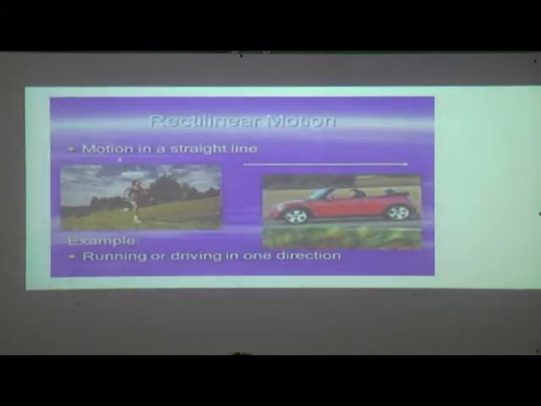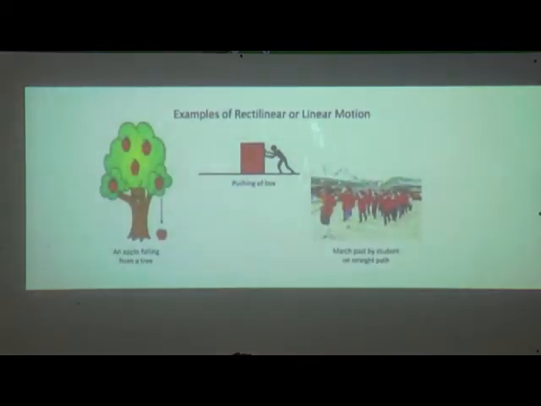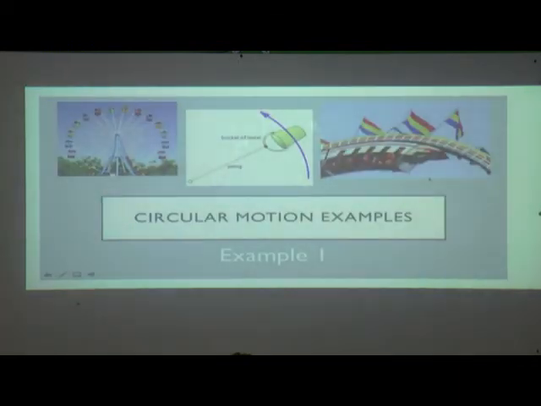See, motion in a straight line, running or driving in one direction. Objects move along a straight line. This type of motion is called rectilinear motion. See, an apple falling from a tree, pushing of a box, march past by students on a straight path. So next point, circular motion.